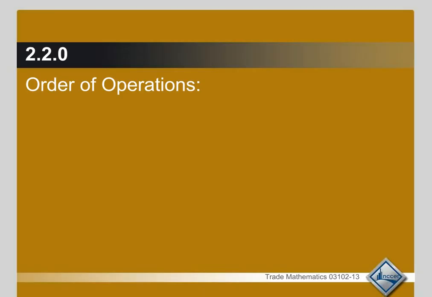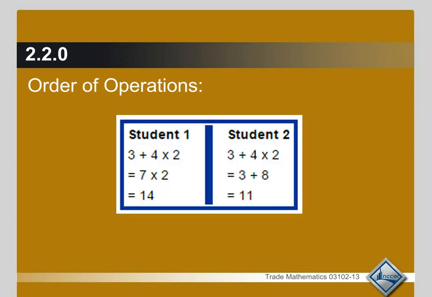Algebra, who knew when we were going to get into HVAC that we'd have to review and relearn algebra. So let's get through this. Order of operations. Math can be done correctly or incorrectly. In this example, if we have two students and the order of operations of this equation is done incorrectly, you're going to end up with an incorrect answer.